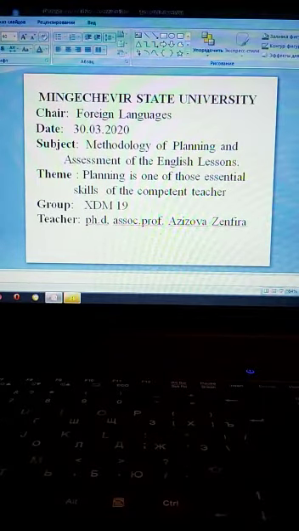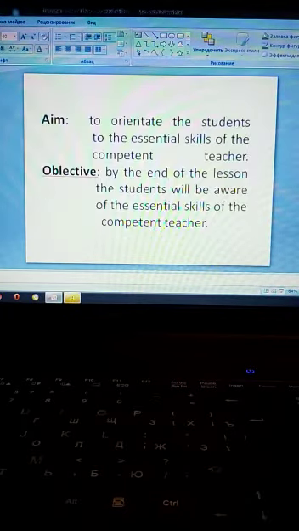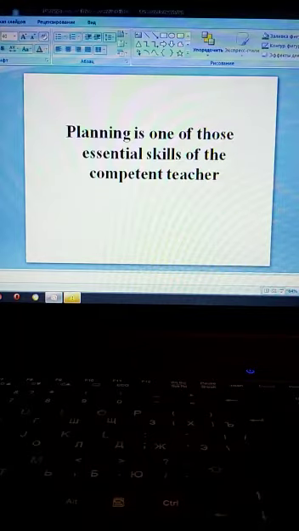The subject: methodology of planning and assessment of the English lessons. And the theme of our today's lesson is planning is one of those essential skills of the competent teacher. The aim of our today's lesson is to orientate the students to the essential skills of the competent teacher. Objective: by the end of the lesson, the students will be aware of the essential skills of the competent teacher. So, planning is one of those essential skills of the competent teacher.